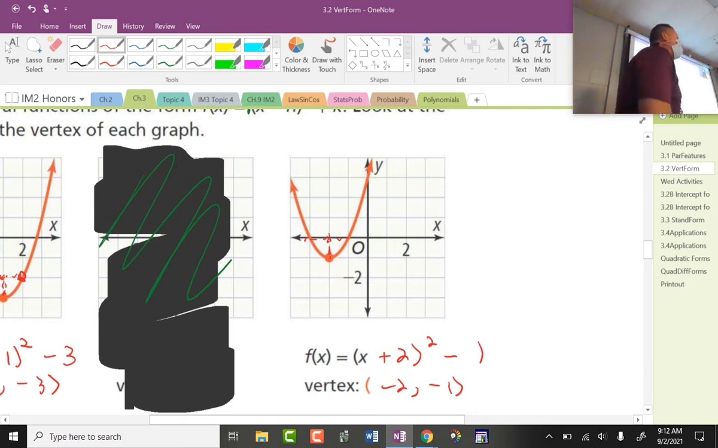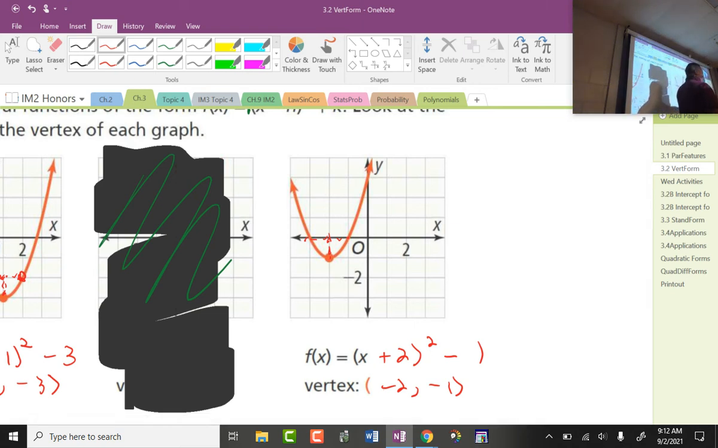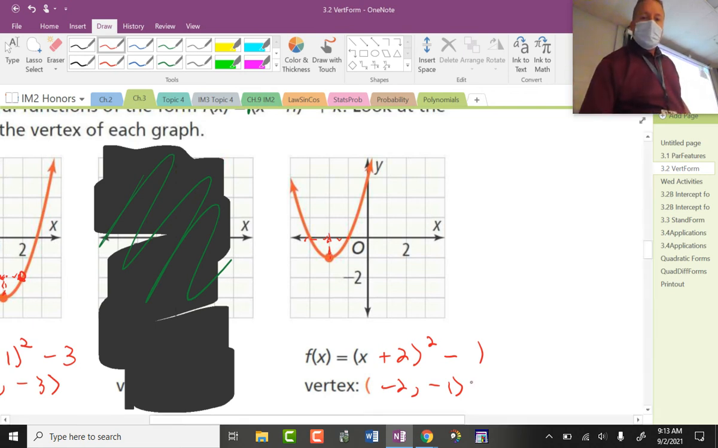I'm not sure of this yet. Am I right? Negative 2 plus 2 is 0. 0 squared is 0. 0 minus 1 is negative 1. I inputted negative 2. I got an output of negative 1. This is a coordinate. So I know I am right.